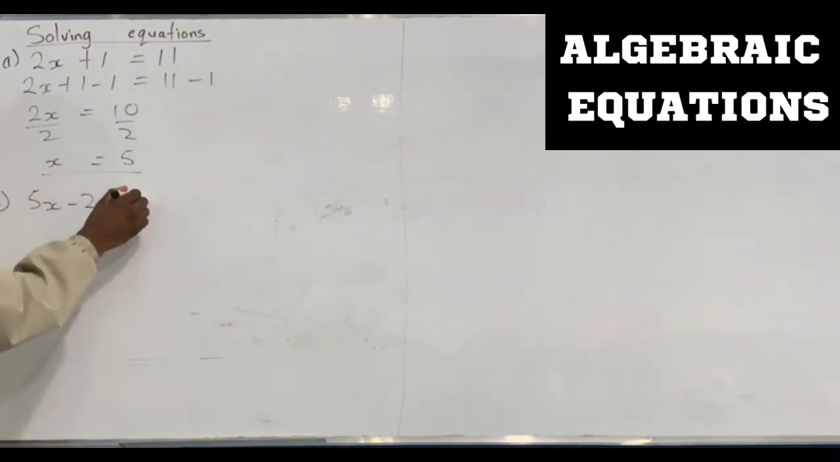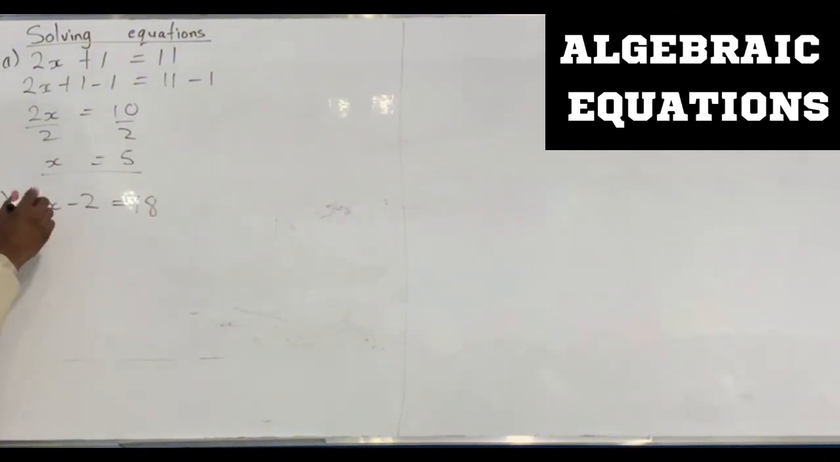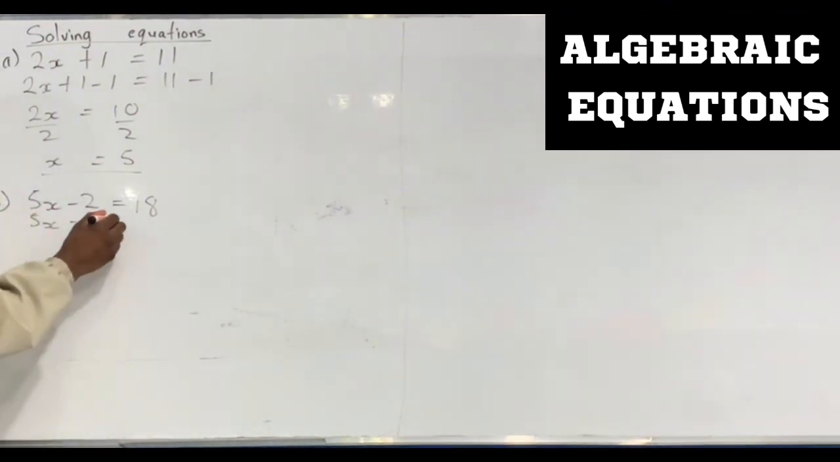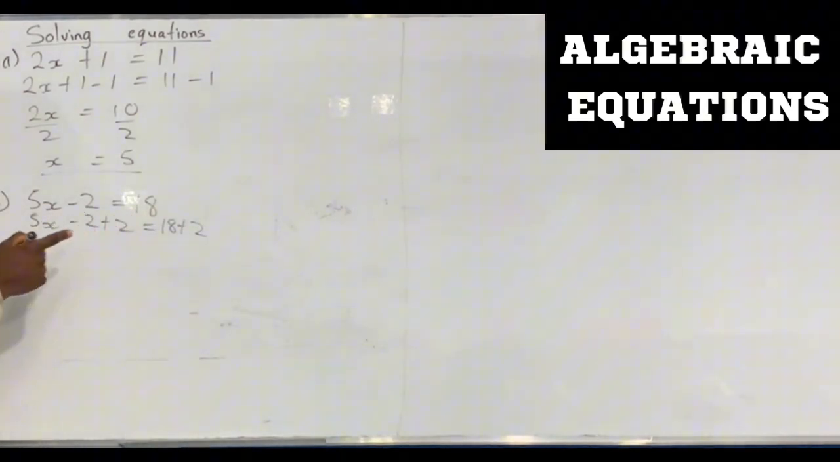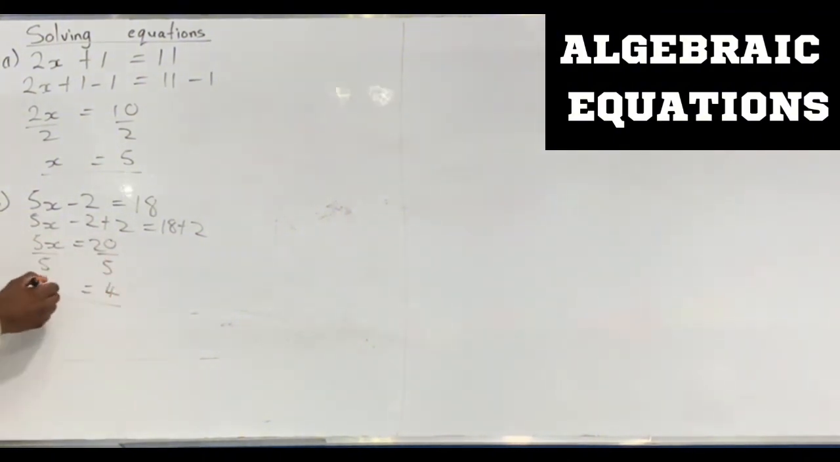The second problem is 5x minus 2 is equal to 18. What we will do is very simple. We're going to add 2 to both sides, so it will be 5x minus 2 plus 2 is equal to 18 plus 2. Then it will be 5x is equal to 20. Divide both sides by 5. X is equal to 4. Very simple again. The thing to remember is that whatever we do on the left side, we do on the right side, so we maintain the equality of the equation.